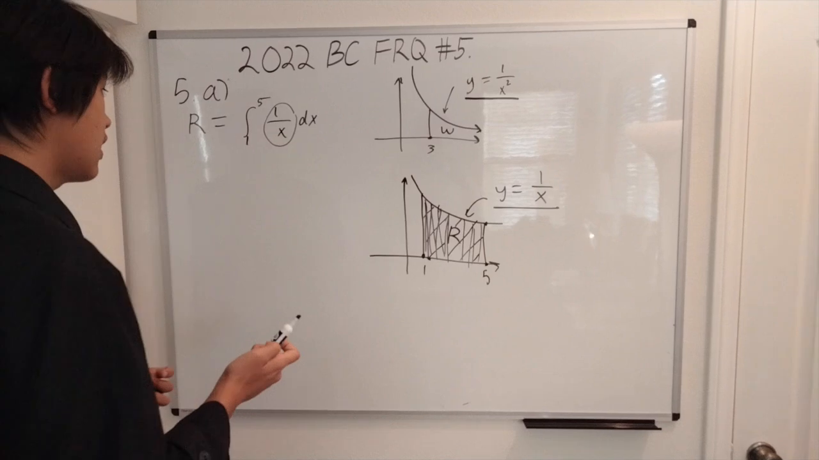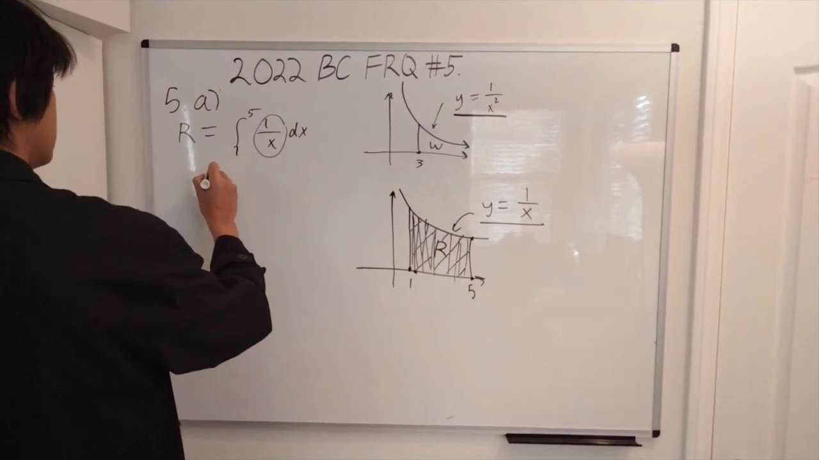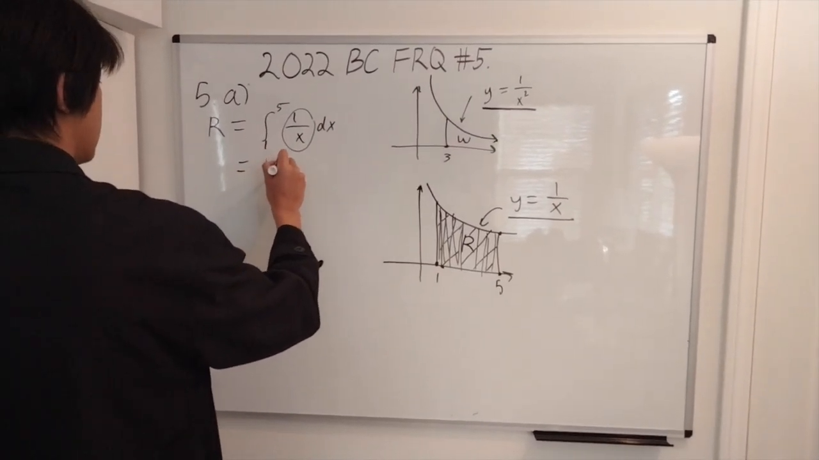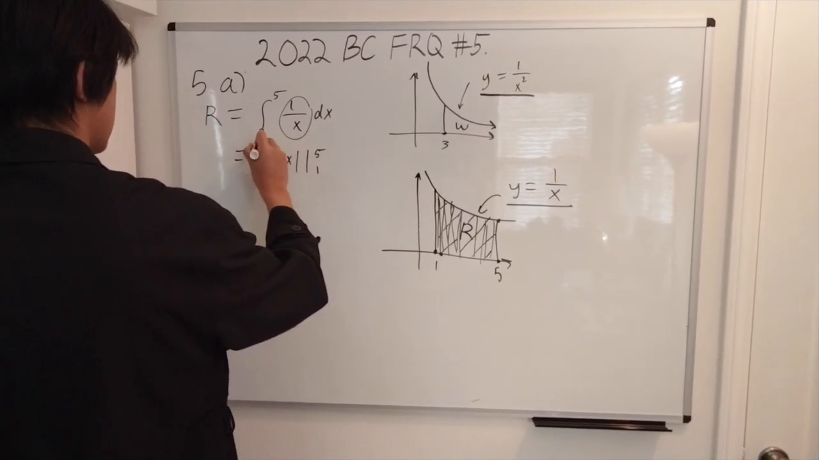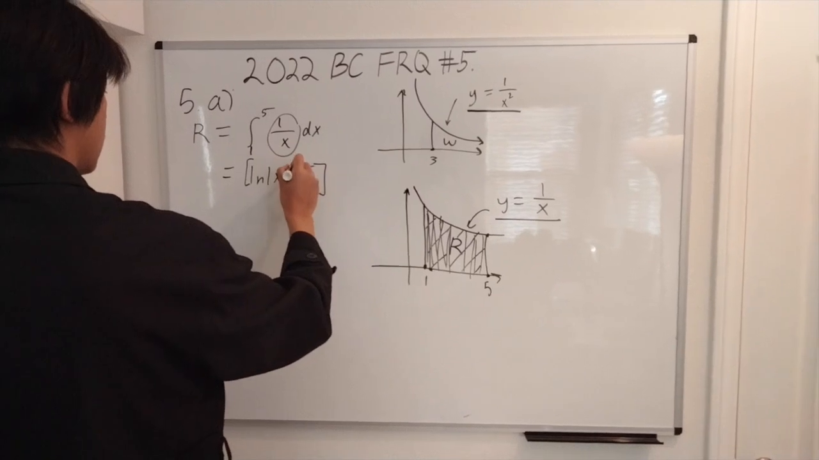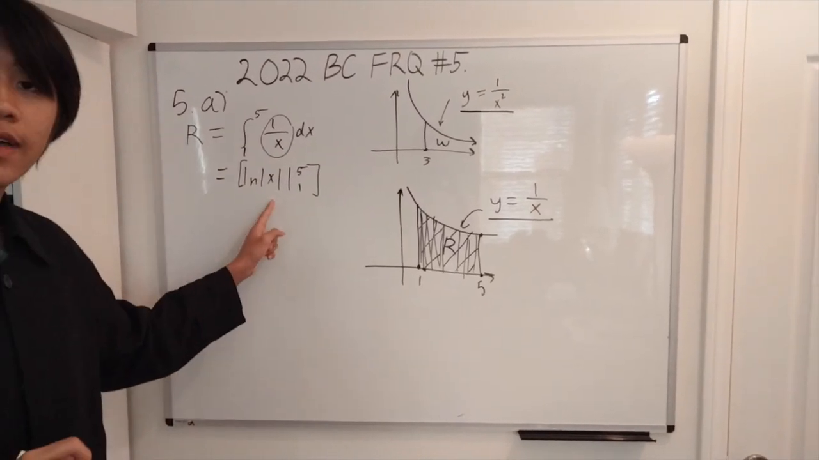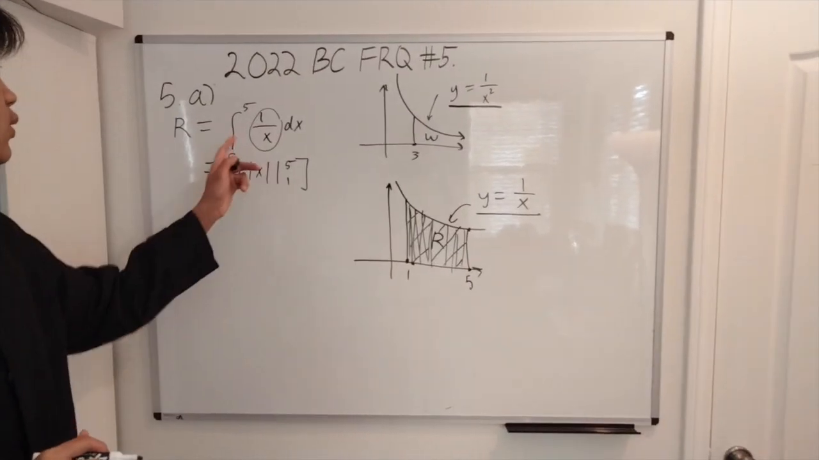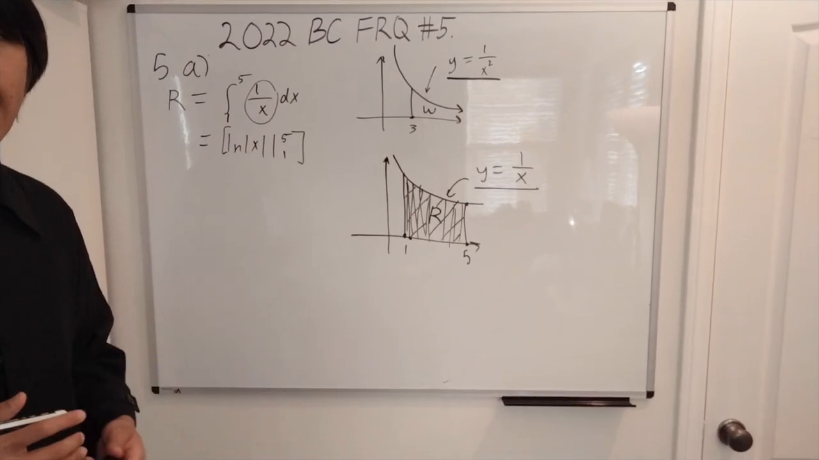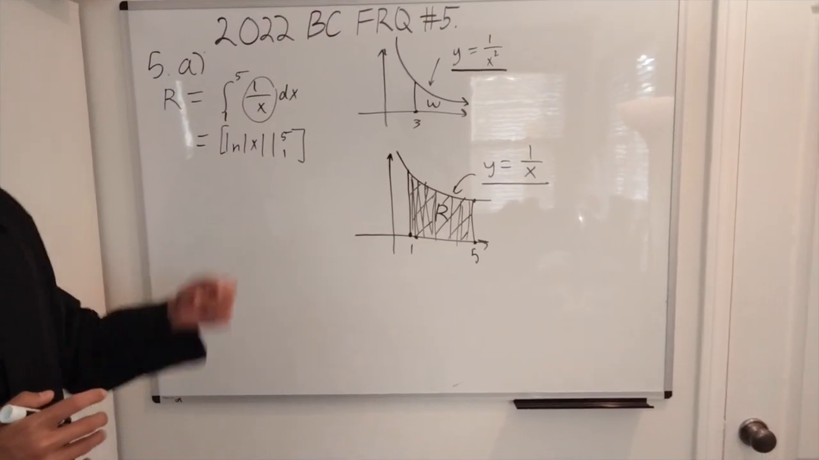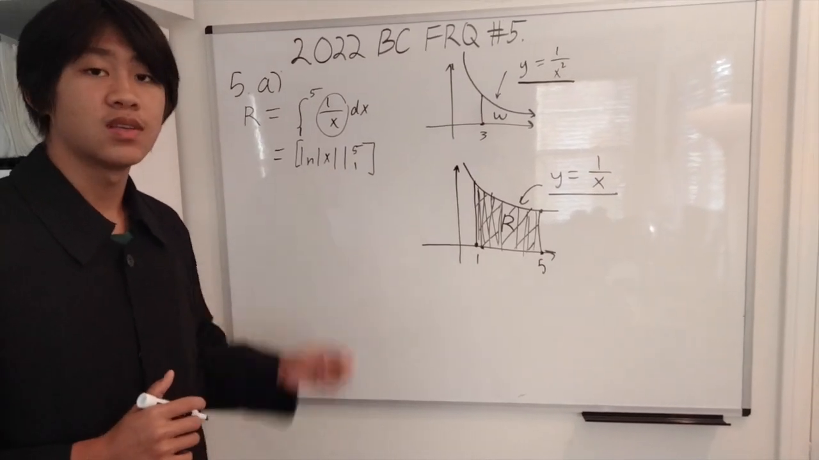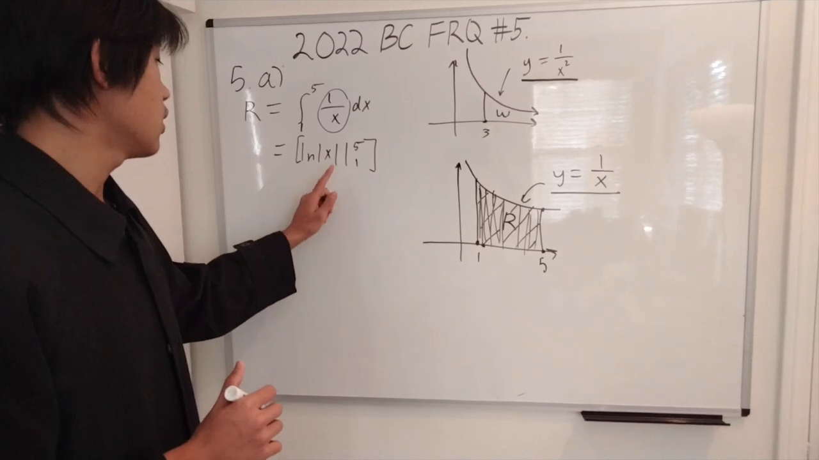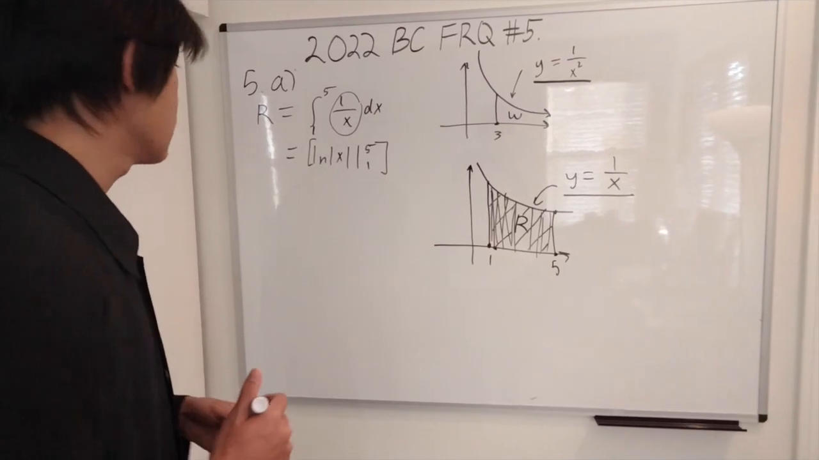Well, we've seen this many times. And this is equal to ln of the absolute value of x. We add the absolute value sign because whenever you get an integral of 1 over x, you need to add an absolute value. In this case, it's not needed, but for other FRQs, this absolute value sign could be essential to solving the problem. So remember to always add the absolute value sign.